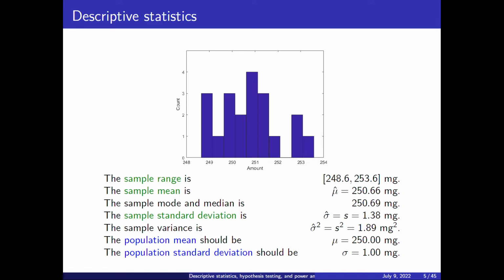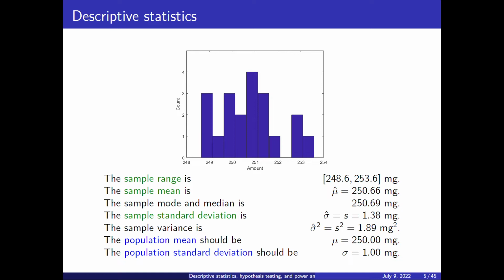Okay, so other summaries that we can construct, we can take what is the minimum, the maximum. So this is the minimum number, this is the maximum number. Altogether they make the range. Then we can compute the mean or the average of the amount of compound in all tablets. In this particular case it is 250.66. So there is a deviation from the target composition of 0.66 milligrams. And we can also compute the standard deviation, the mode, the median, the sample variance, we can compute many things.